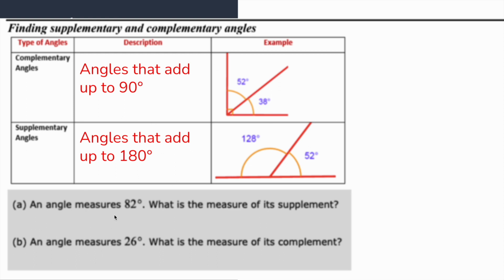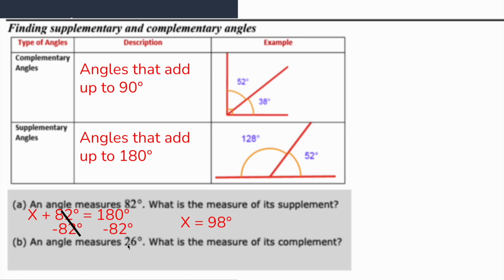Now what Alex is going to do is give you two sentences, and it'll say an angle measures 82 degrees. What is the measure of its supplement? Remember, supplementary angles add up to 180. So x, whatever the angle is, I'm just using x as a placeholder, plus 82 equals 180. I'm going to subtract 82 from 180, because that'll tell me what's left over for x. So 180 minus 82 is 98 degrees. So its supplement is 98 degrees.